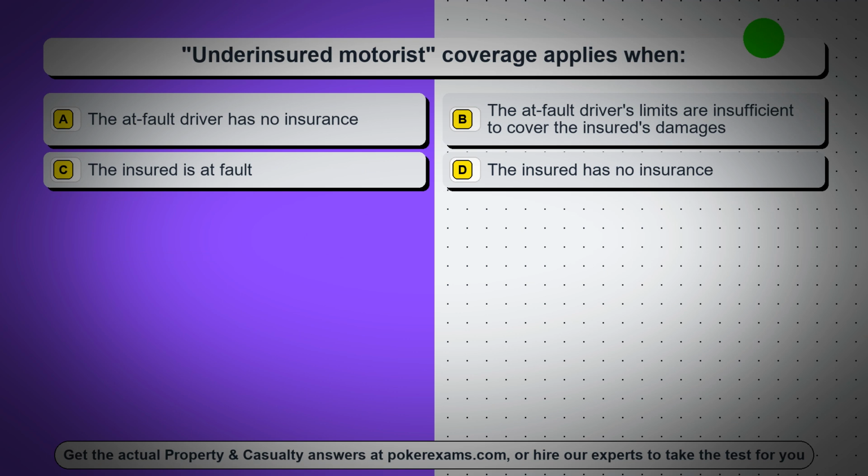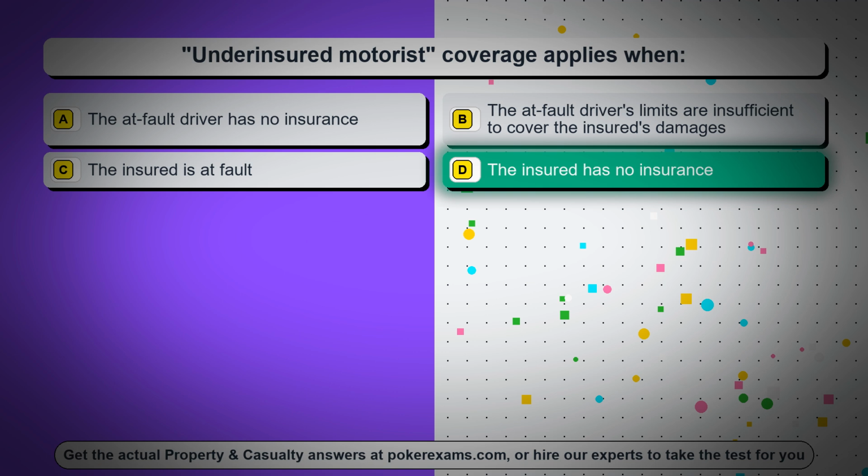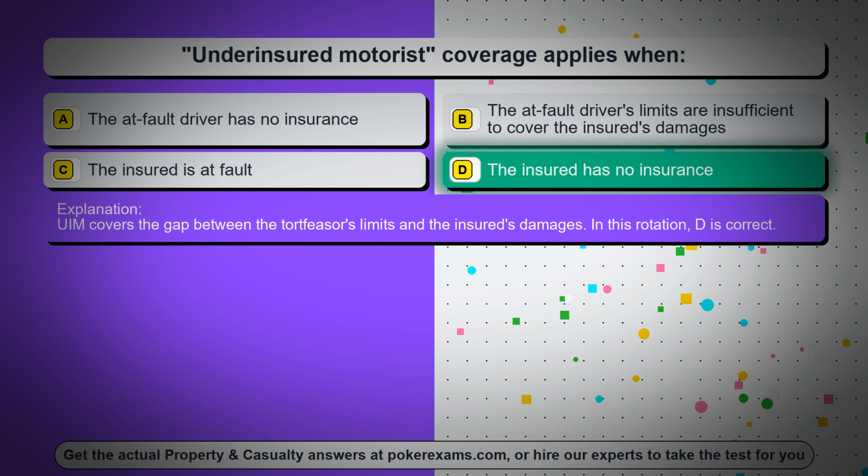Question 70. Underinsured motorist coverage applies when option A, the at-fault driver has no insurance. Option B, the at-fault driver's limits are insufficient to cover the insured's damages. Option C, the insured is at fault. Option D, the insured has no insurance. The correct answer is option D, the insured has no insurance. UIM covers the gap between the tortfeasor's limits and the insured's damages. In this rotation, D is correct.